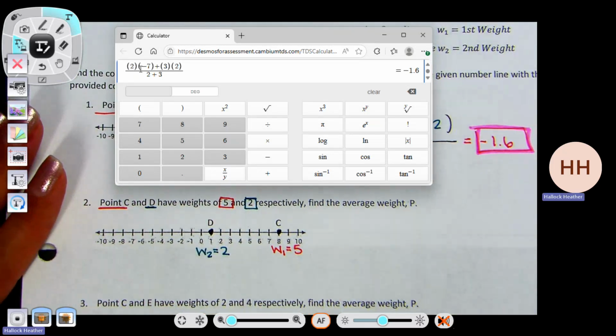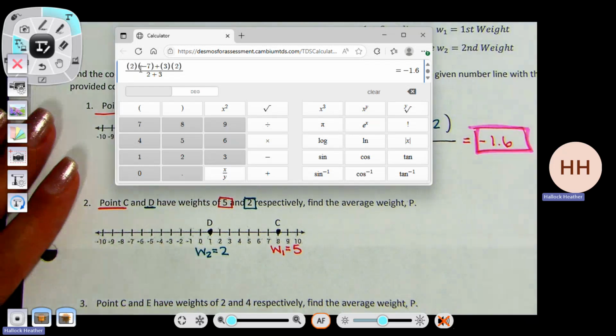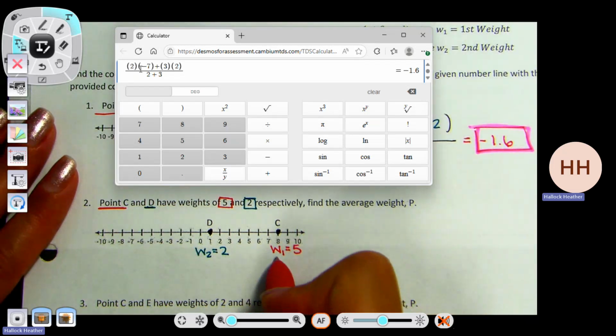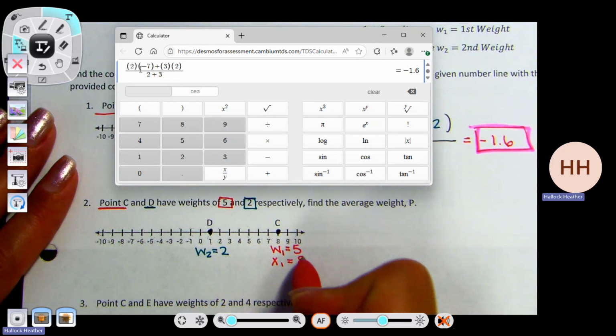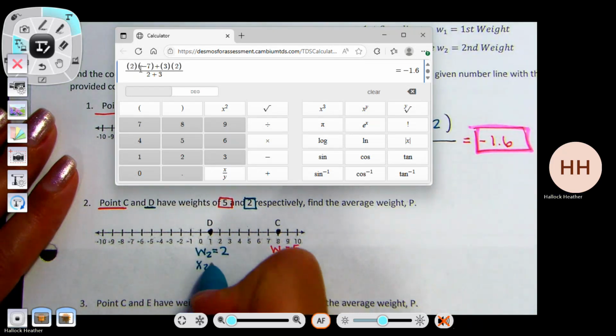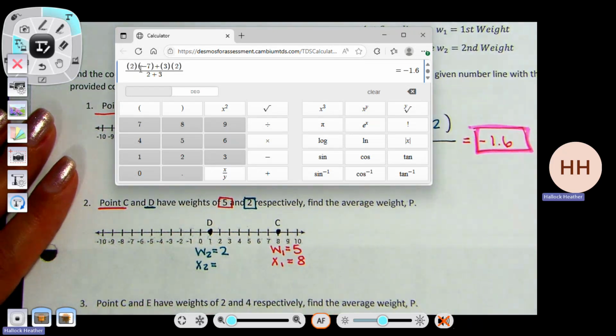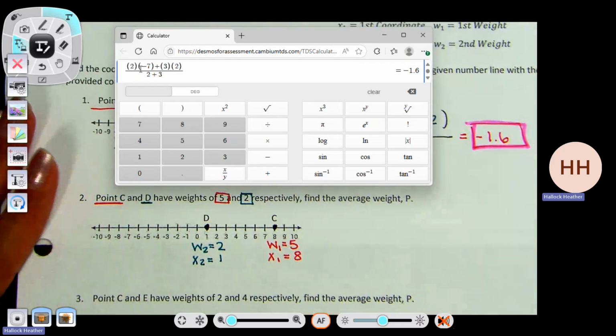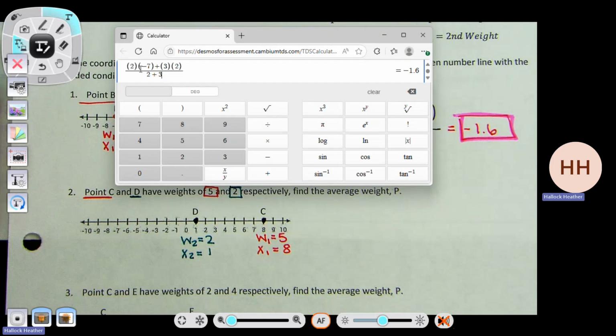After I have my weights listed, then I find my locations. So where is C actually at on my graph? 8. Where is D actually at on my graph? 1. And then I plug it into my formula. You're doing weight 1 times location plus weight 2 times location, and you're dividing by the weights added together. So let's plug it into our formula.